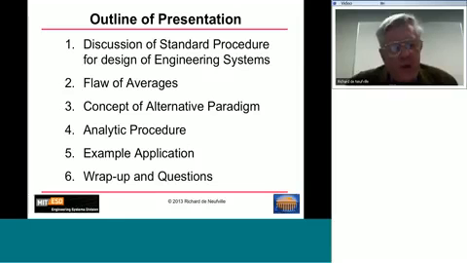Then I want to talk about the elements of the analytic procedure, give you an example, and then we can proceed to questions and comments that you might want to have and share with everybody from your extensive experience, and I look forward to learning from you. There's always somebody in the audience who has something valuable to contribute, and I look forward to that opportunity.